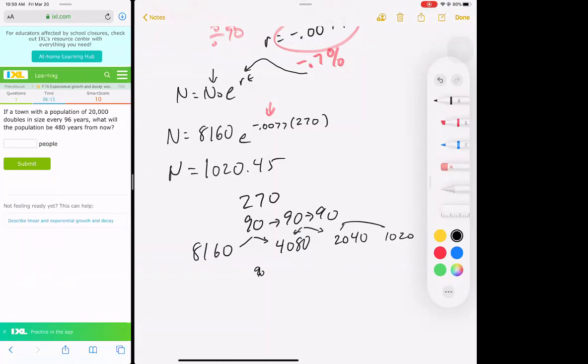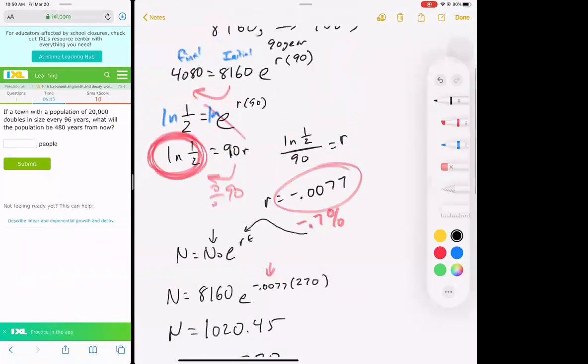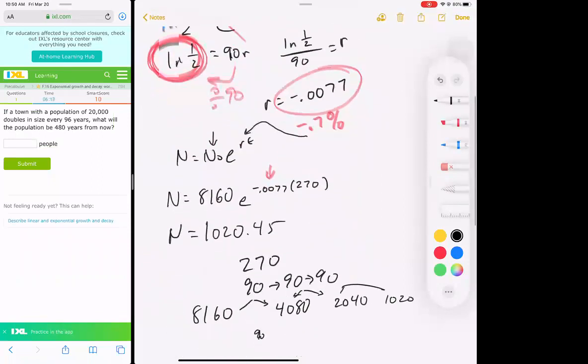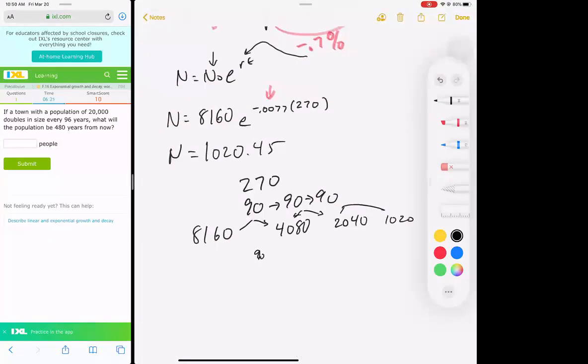In this case, in our last problem, because 90 went into 270 so easily, if you look at what I did here, the first 90 years took it from 8,000 to 4,000. The second 90 years took me from 4,000 to 2,000. And the third 90 years took me from 2,000 to 1,000. It could work nicely if it worked out to be a number divisible by your half-life time. But if you look at the next problem, 96 goes into 480. This is 5 times actually.